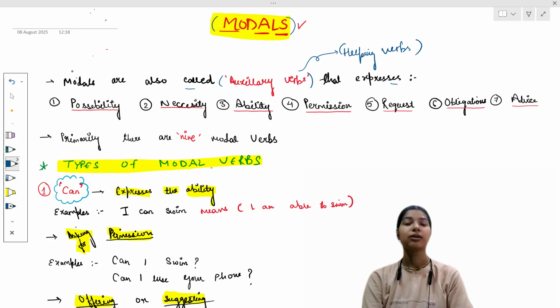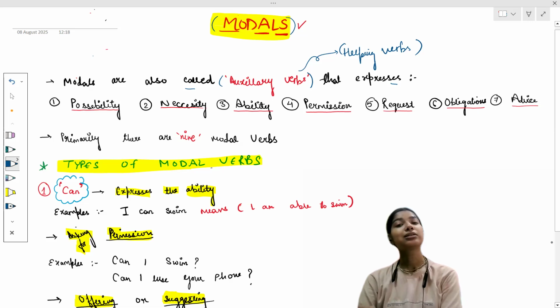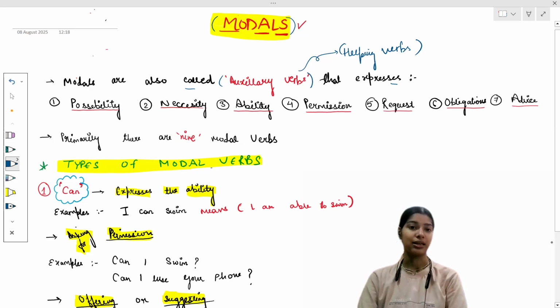This is part one of modals. Since there are lots of modals, and they express a lot of emotions and things, in every modal type we have two to three types of expressions they show. So we are going to have two parts of it, part one and part two. In this part one we are going to cover most of the modals, and in the next part we are going to cover four to five.